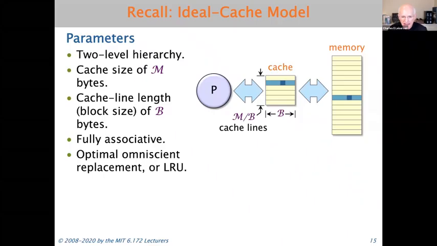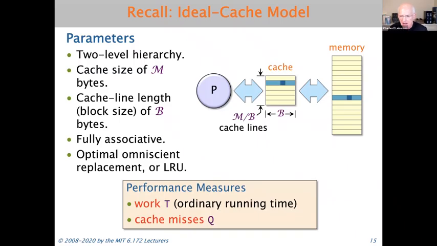Now, in the ideal cache model, we analyze algorithms using two performance measures: the work, which is T, and the cache misses, Q. Oops, I've got a variable collision. I forgot that I was using capital T to mean the number of time steps. I think it'll be okay. I don't think we use work T very often, and when we do, I think it'll be clear.